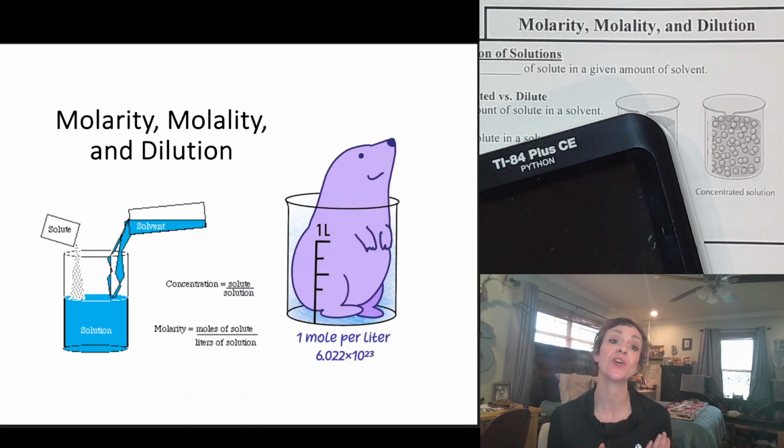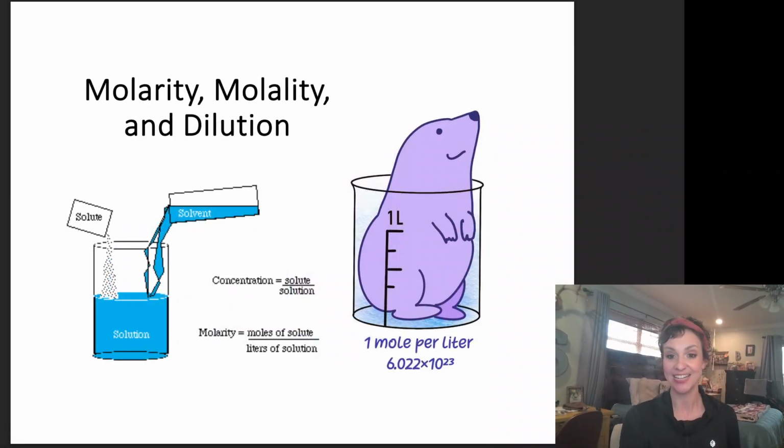Today's lesson is over molarity, molality, and dilution. We're going to talk about what these specific terms mean, how these terms help us study and understand solutions in solution chemistry, and then we're also going to practice a bunch of calculations with these concepts. So we're going to need our calculator for sure today, and probably our periodic table since this is chemistry. But let's get into what molarity, molality, and the process of dilution is.